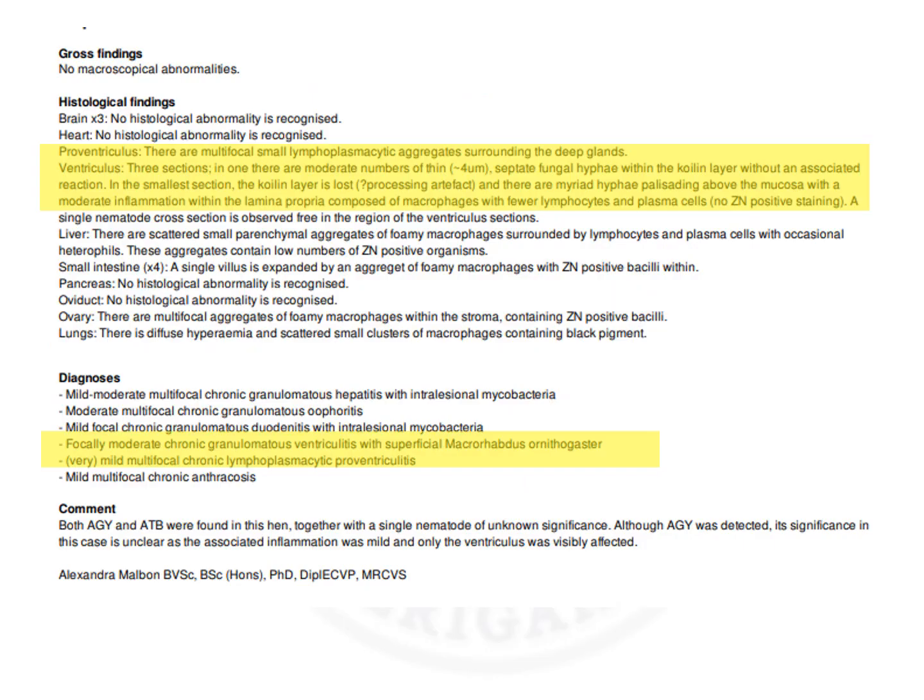And again, get your histopath. We want the histopath here. That will help us determine what's going on. We're looking at changes in the proventriculus and ventriculus to confirm what's happening here.